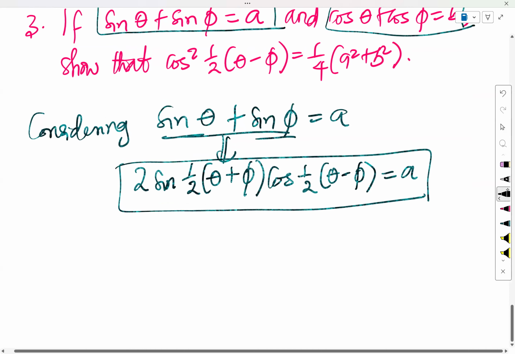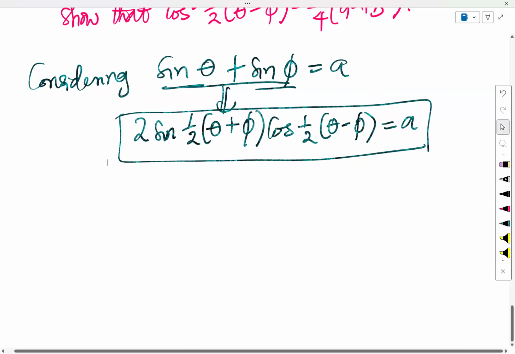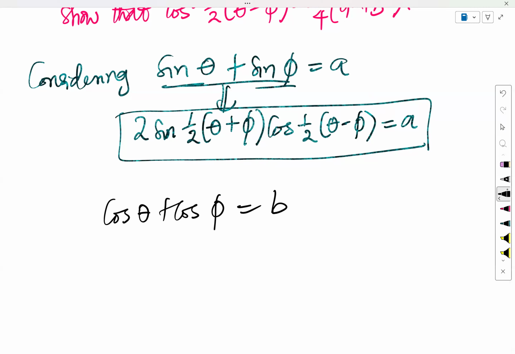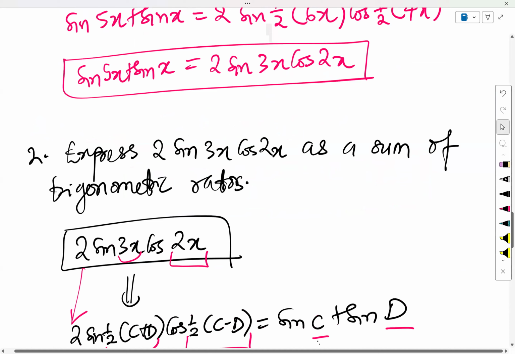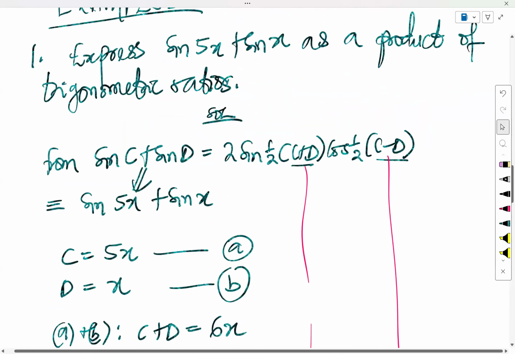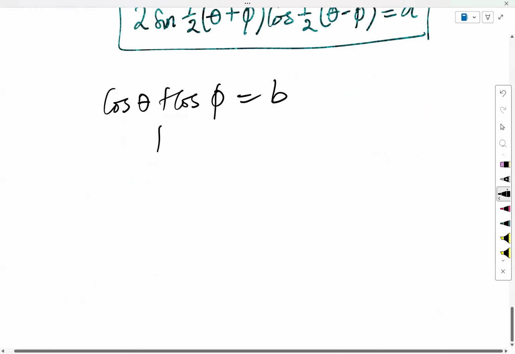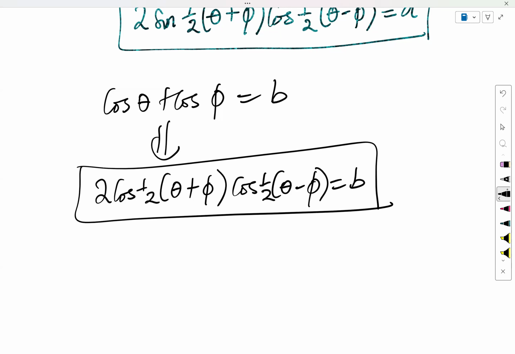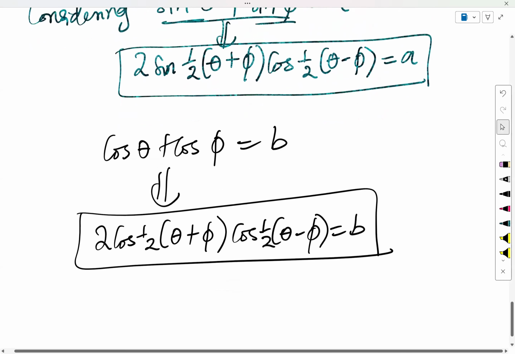Can we also consider cos theta plus cos phi equals b? When we have cos plus cos, what happens? Here you see cos C plus cos D is 2 cos half C plus D cos half C minus D. So this expression is going to be similar to 2 cos half theta plus phi cos half theta minus phi, and that is equal to b. So we have actually got the product forms of the two sums we have.